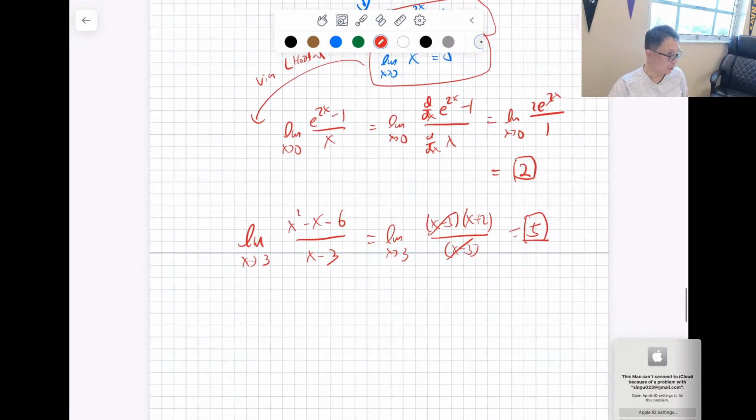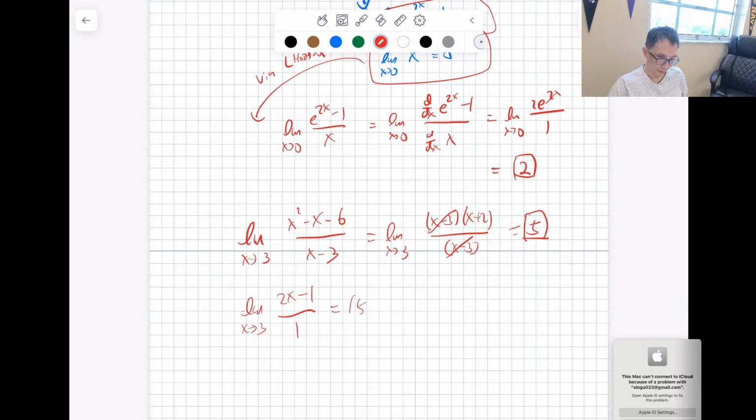Now, what happens if I choose to do L'Hopital's rule? L'Hopital's rule says, as x approaches 3, we know it's 0 over 0. So we can take a derivative of the top and bottom. What's the derivative of the top and bottom? 2x minus 1, right? Over 1, right? What happens if you plug in 3? You get the same answer, right?